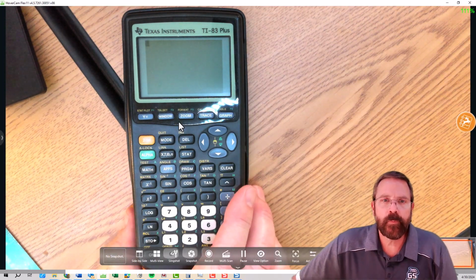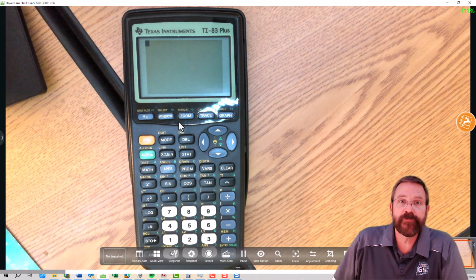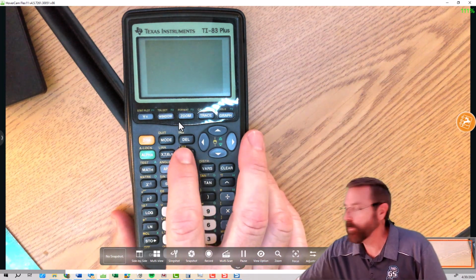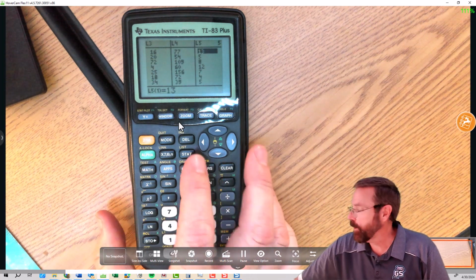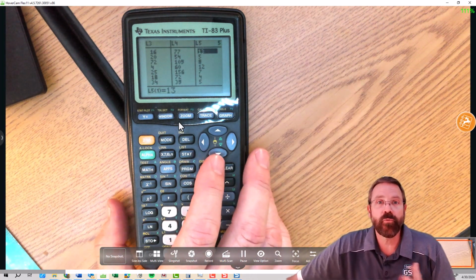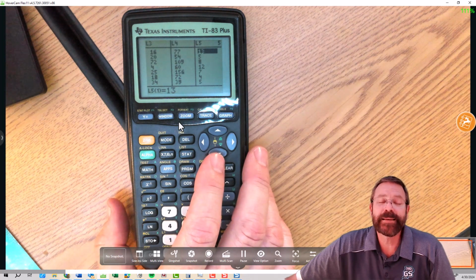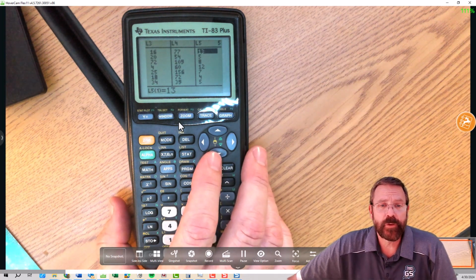Alright, so I went ahead and created a new list, and this is list 5 in my calculator, just to show you what I mean. I'm going to hit clear, I'm going to hit the edit, and you can see I've got several different lists going now that I pre-programmed in for this lesson. I just missed list 5 for this particular list.